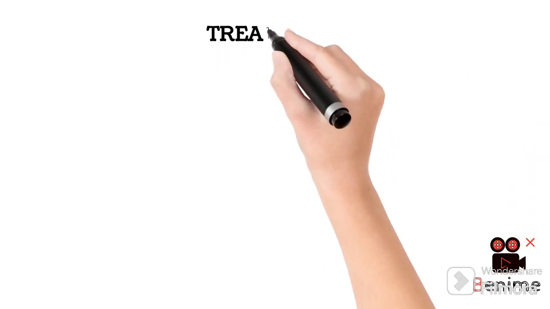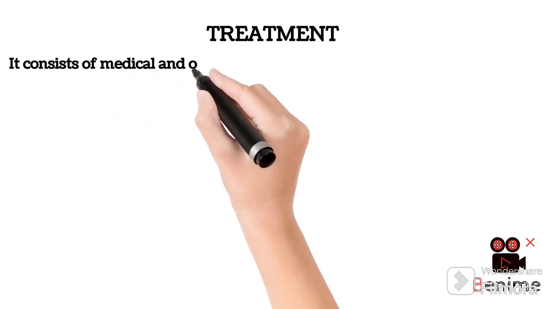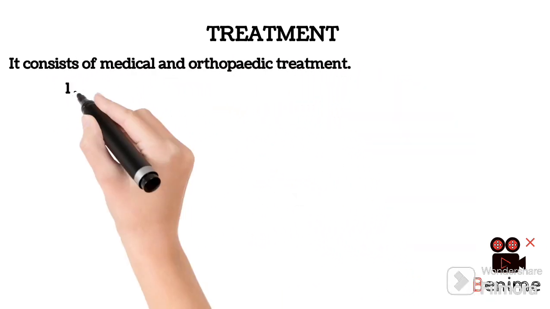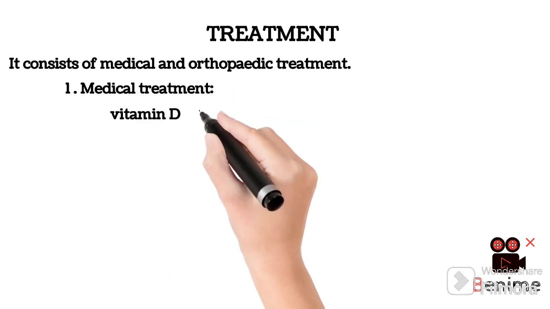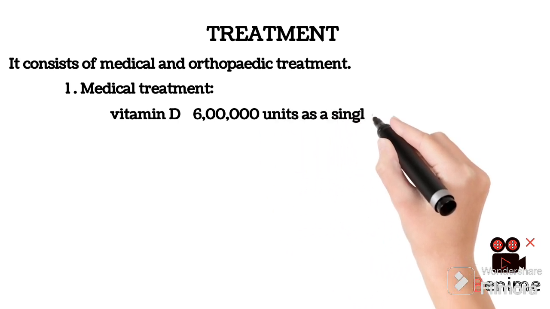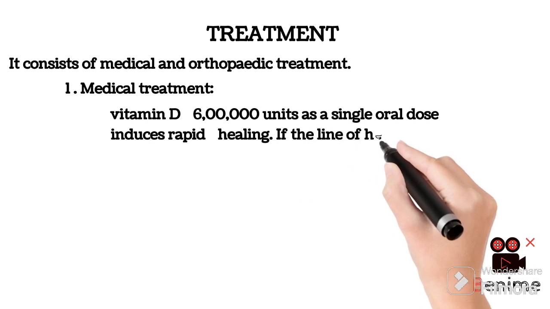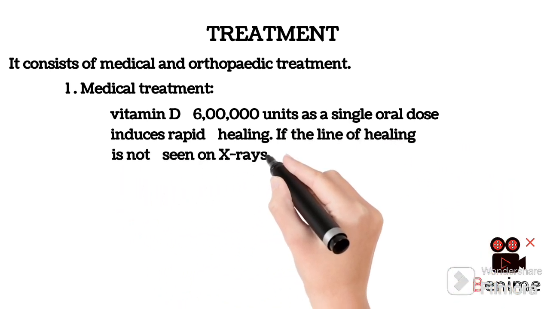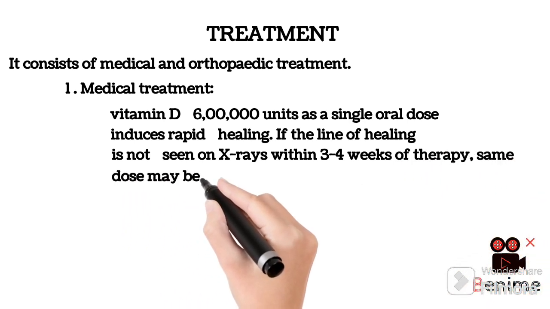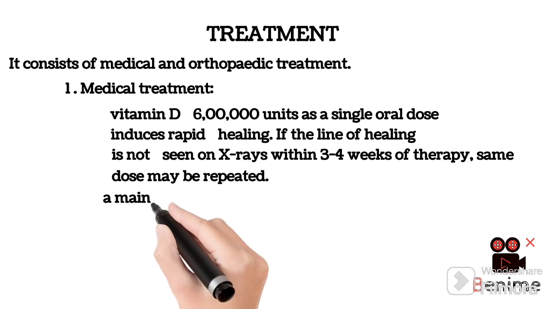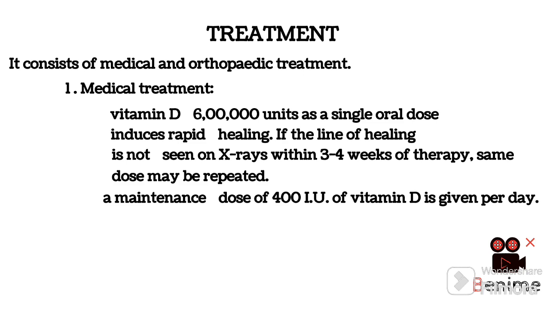Now comes the treatment part. The treatment consists of medical and orthopedic treatment. First, medical treatment. In medical treatment, vitamin D 6 lakh units as a single oral dose induces rapid healing. If the line of healing is not seen on X-rays within 3 to 4 weeks of therapy, the same dose may be repeated. Again, a maintenance dose of 400 international units of vitamin D is given per day.